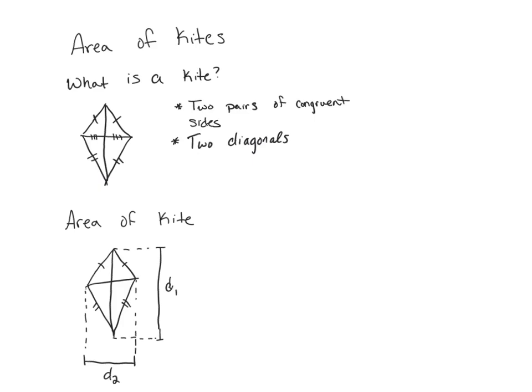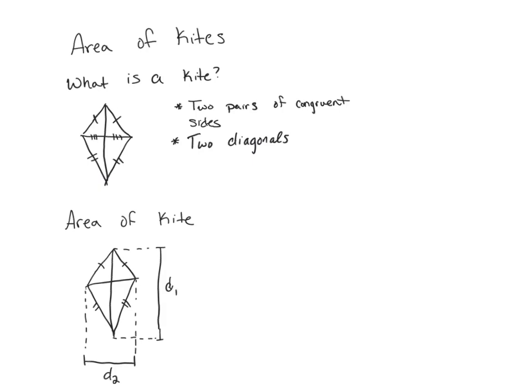All right, so we'll show you guys a couple examples of area of a kite. So just a quick recap about what is a kite. Remember that a kite is this shape here where I have two pairs of congruent sides, right? So I have this pair and this pair, and I have two diagonals. Those are going to be important, and that longer diagonal bisects the shorter diagonal.